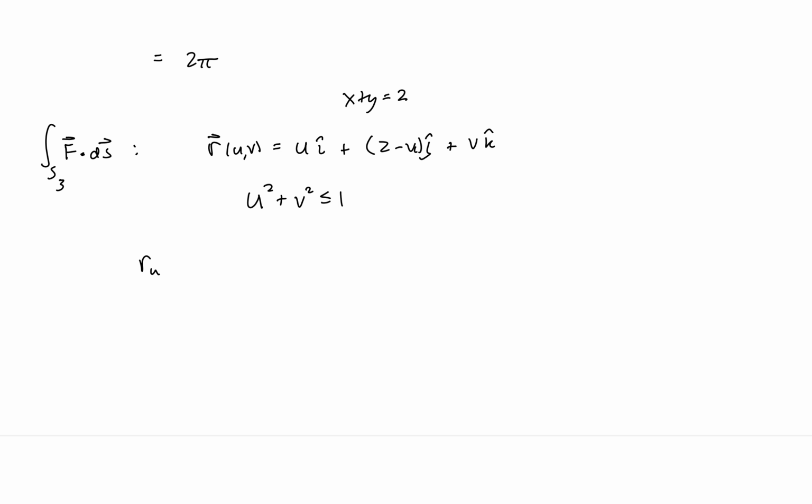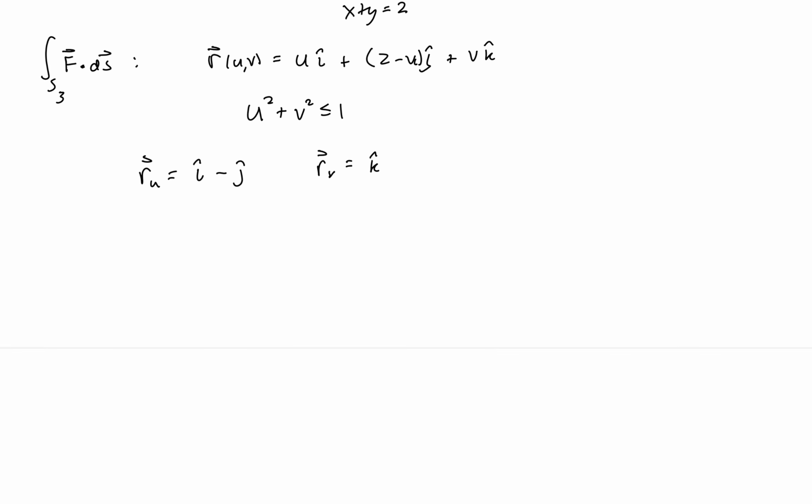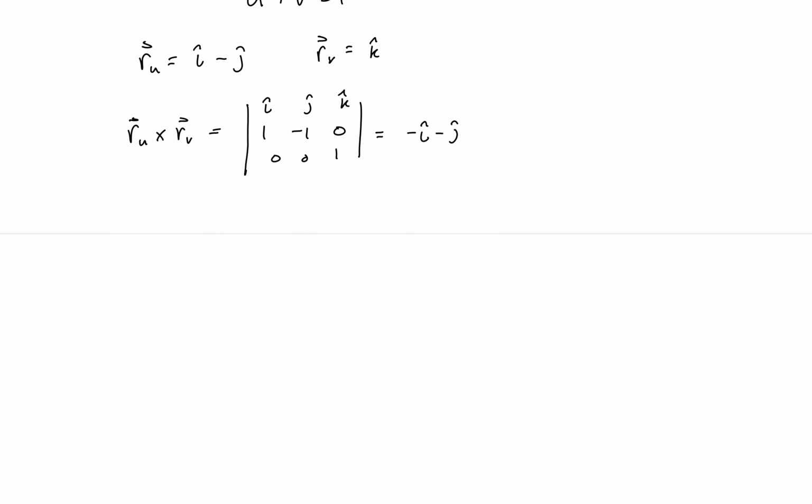And now we just do the same thing we've been doing. So R sub u gives me i minus j. R sub v is going to be just k. So if I take the cross product of these, this comes out to just be minus i minus j. And since we want outward orientation, this is again the wrong one. So we want R sub u cross R sub v to be i plus j. This is the outward normal.